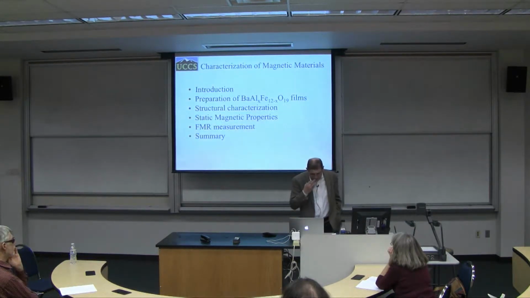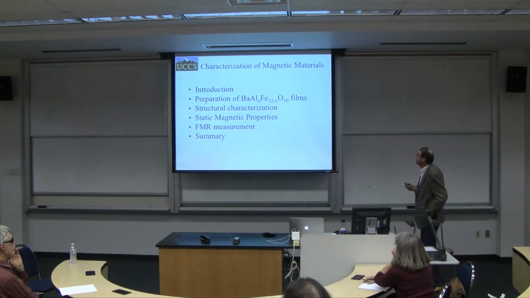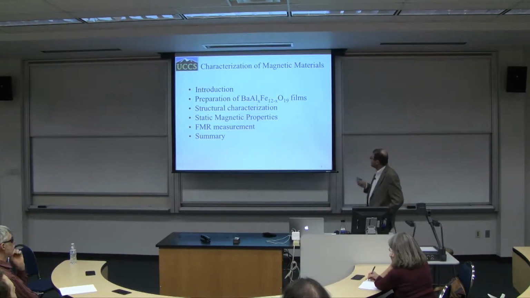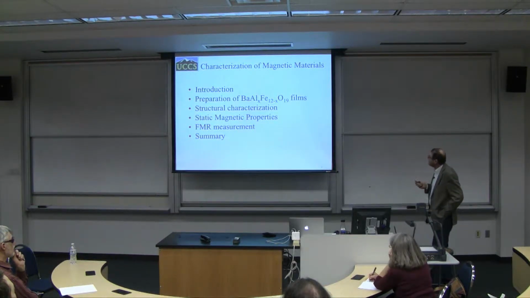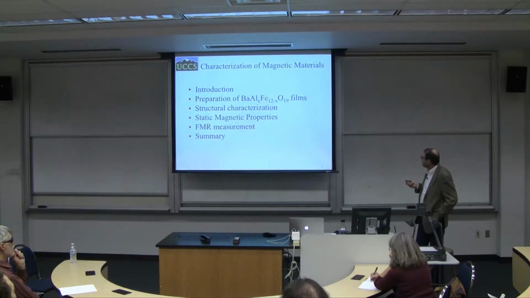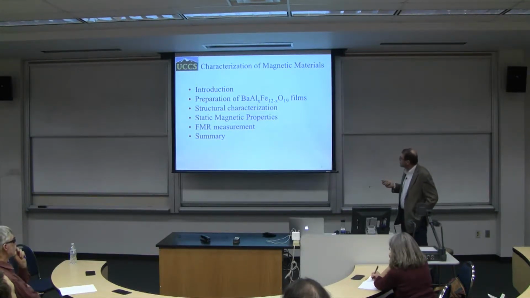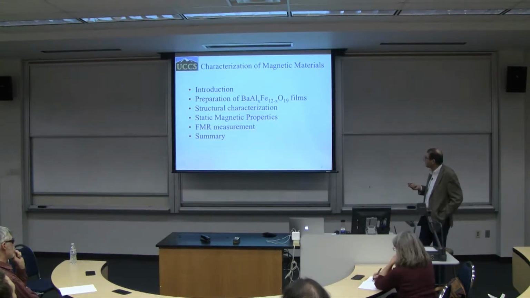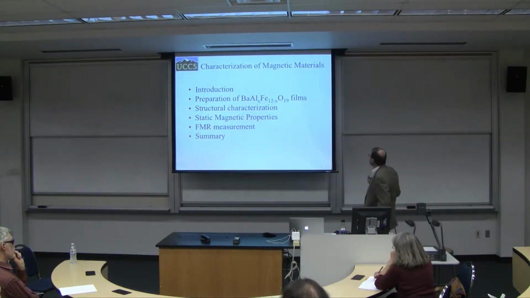But let me give you the overview of what I would like to talk about today. First, I would like to motivate why magnetic materials are interesting, and then I'm going to illustrate this characterization of magnetic materials on this particular ferrite, which is a barium iron ferrite doped with aluminum. I'm going to show you how, using structural characterization, magnetic characterization, and then high frequency characterization, we can understand the behavior of a system.